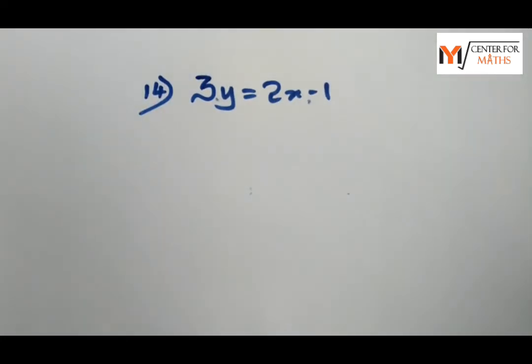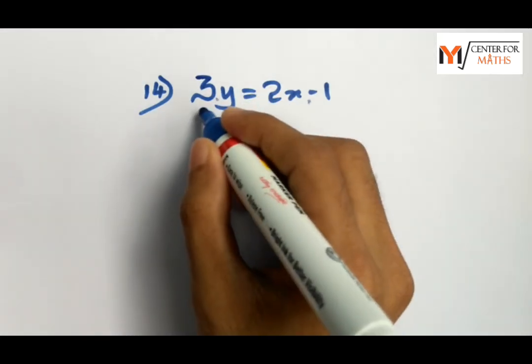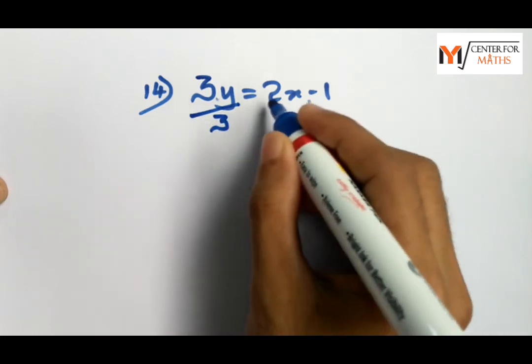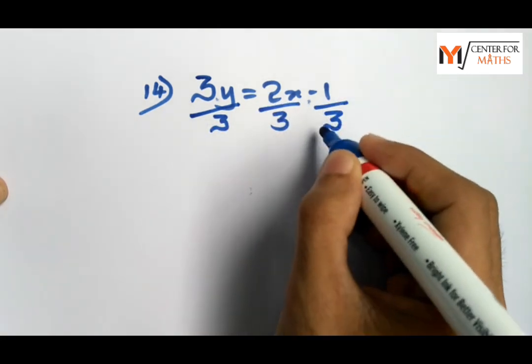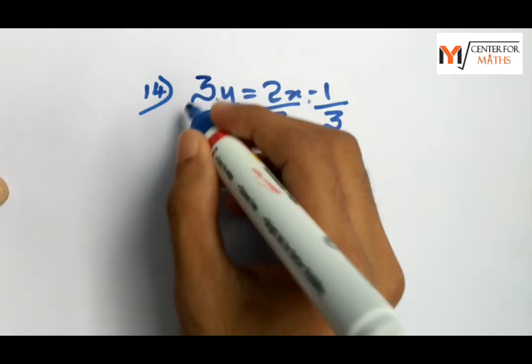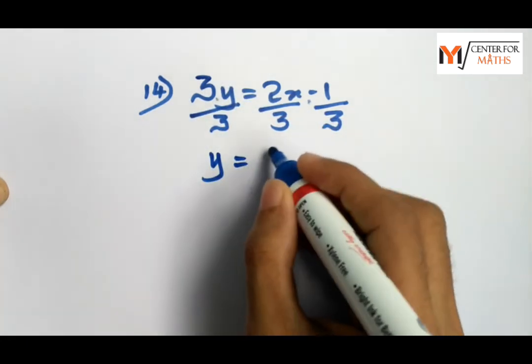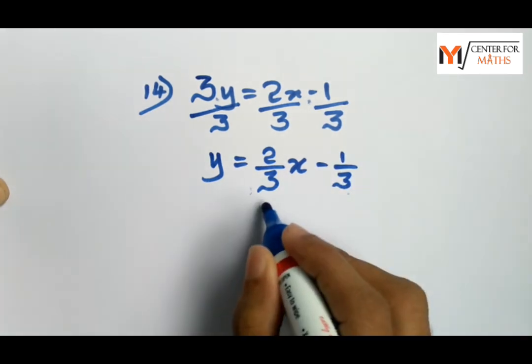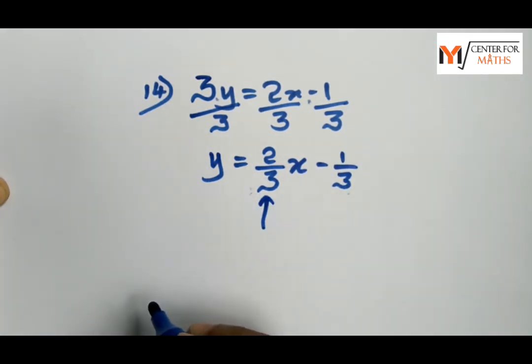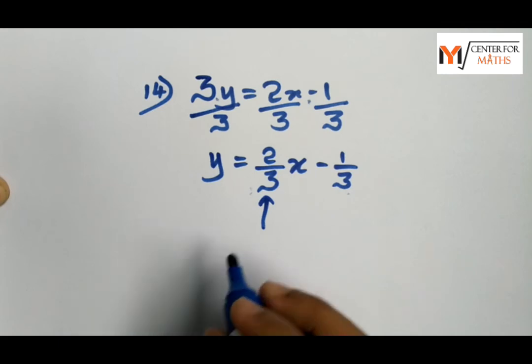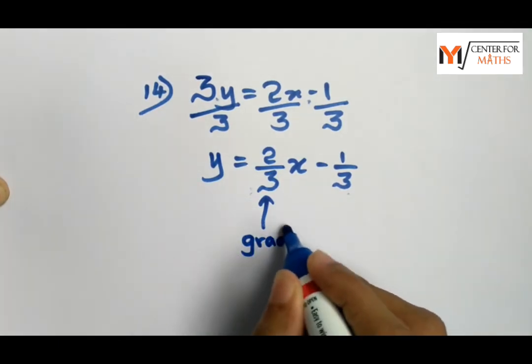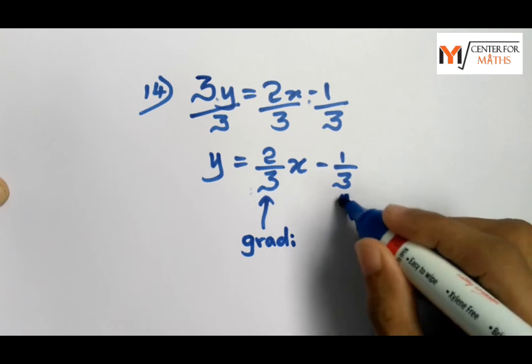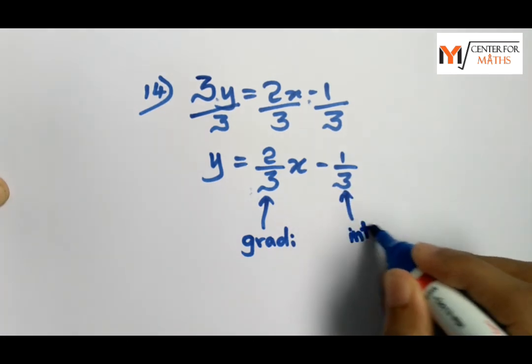And question number 14, 3y equals 2x minus 1. They are asking us to find the gradient and the intercept. So to find the gradient and the intercept, first we have to make y the subject. To do that, we should divide all three sides by 3. Fine. So 3 to 3 cancel. Now y is the subject. So you can see 2 over 3 x minus 1 over 3. So here the coefficient of x, we call that the gradient. And the next one, minus 1 over 3, is the intercept.